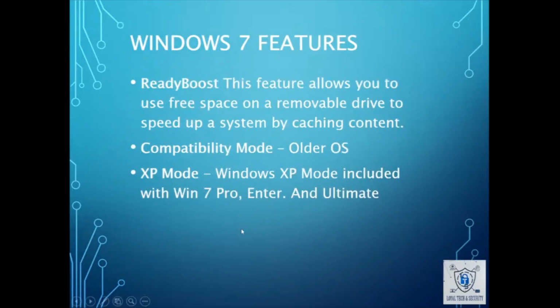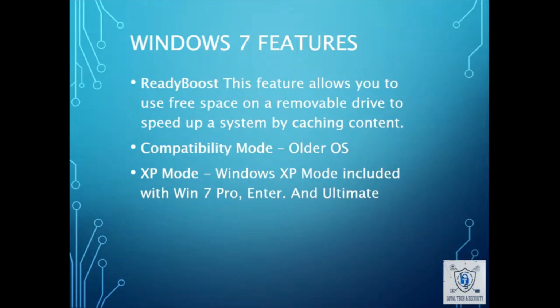ReadyBoost. So this feature allows you to use free space on a removable drive to speed up a system by caching content. So in Windows 7, ReadyBoost can work with a USB drive, flash memory, SD card or compact flash drive. इसकी आगे विंडो आएगी, मैं उसके अंदर थोड़ा और आपको डिटेल में समझाऊंगा कि what that is.